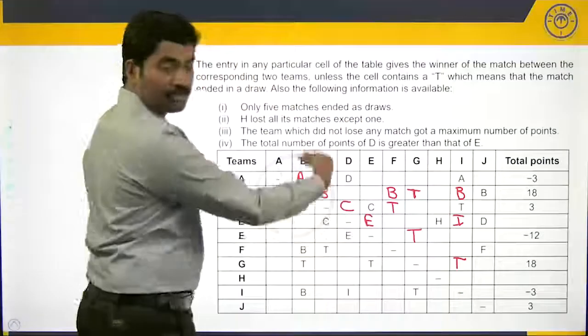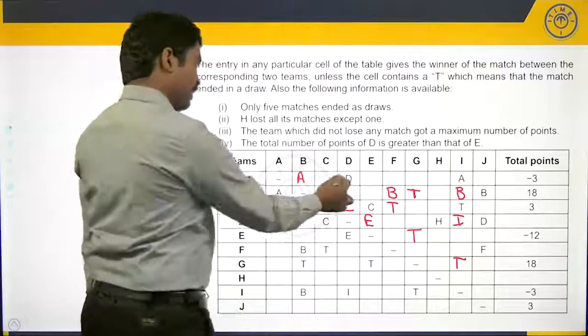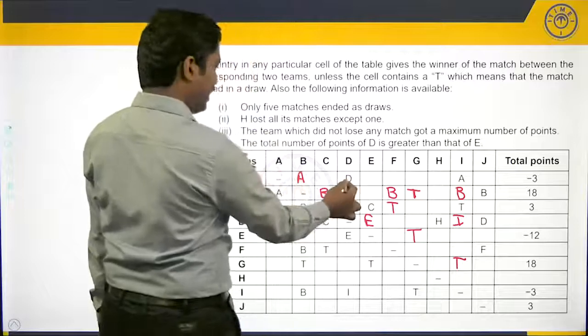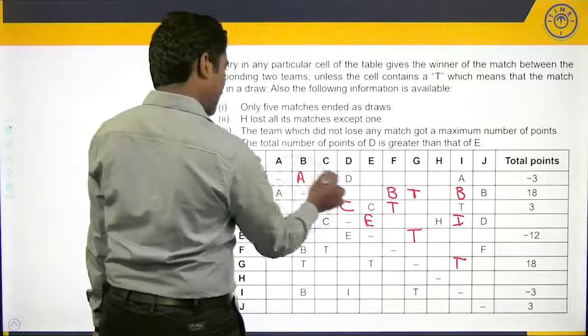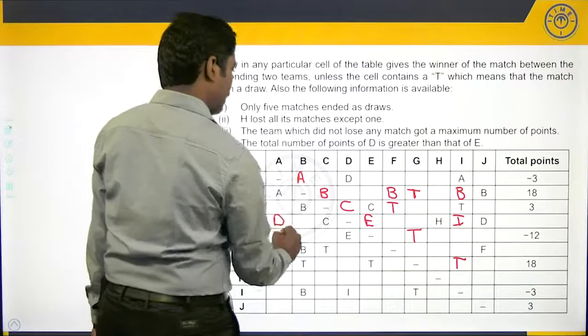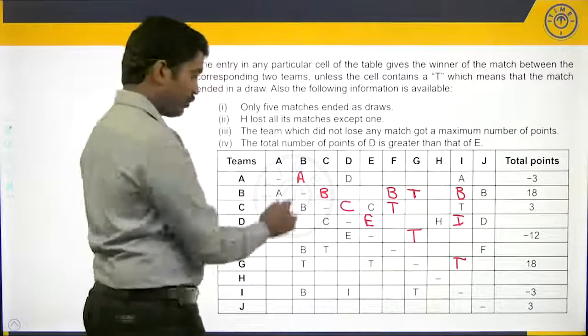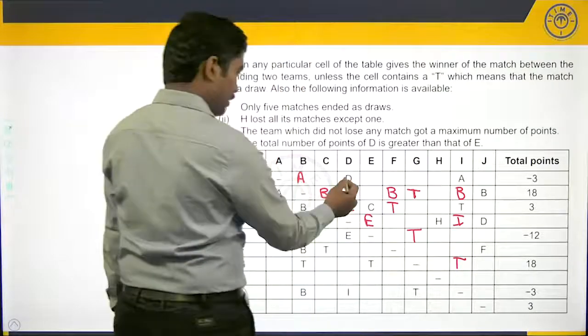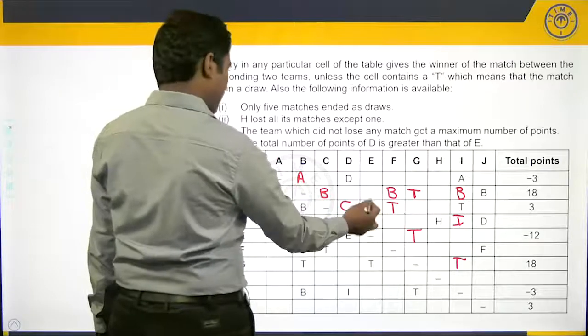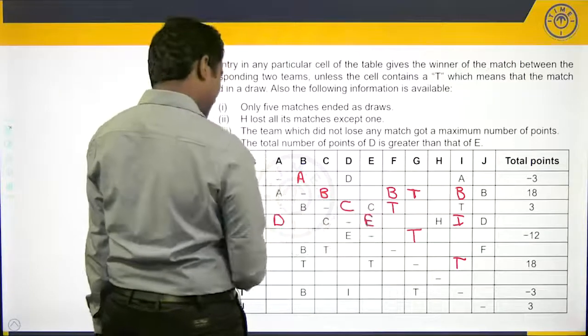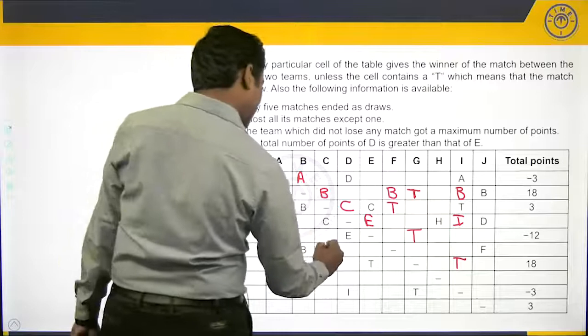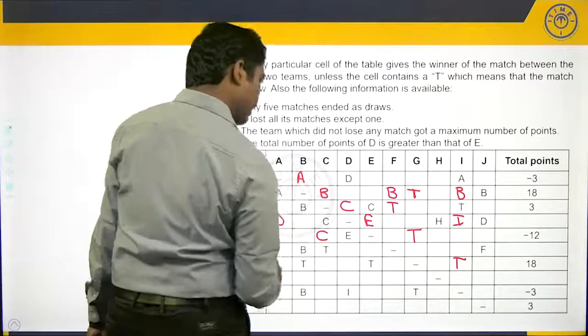We have to also check all the values above the diagonal. Be careful here. A with D, D is winning. So, D with A, D should be winning. Now, we'll write the double entry for all the values above the diagonal. So, this D we have written. What about this C? E with C, C is winning, right? So, E with C, C must win.